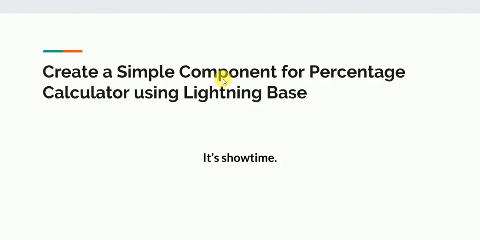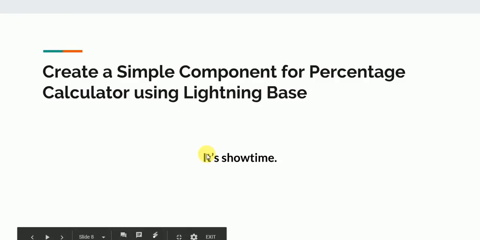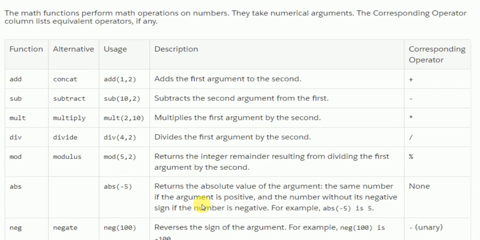Now let's go ahead and create a sample calculator. Before we create it, I would like to introduce the math functions in Lightning that we are going to use in this tutorial. There are many functions provided by Lightning, and we can also use them in VFS. To add two numbers, we can do it in a very easy way using VFS. But here in Lightning components, we have math functions that we can use to add, subtract, multiply, divide, to find the modulus, the absolute number, or the negative of any given number.